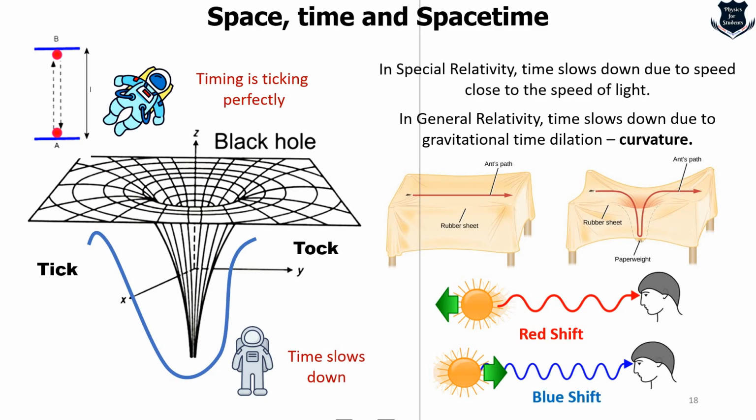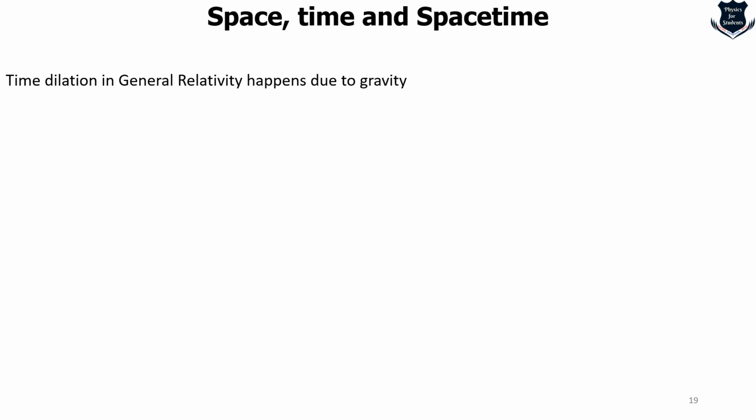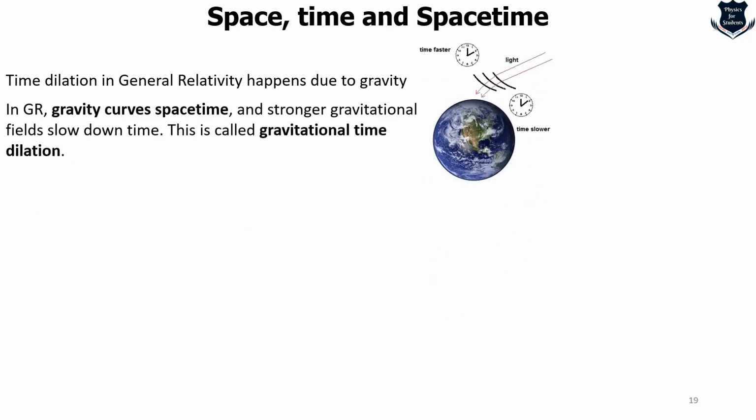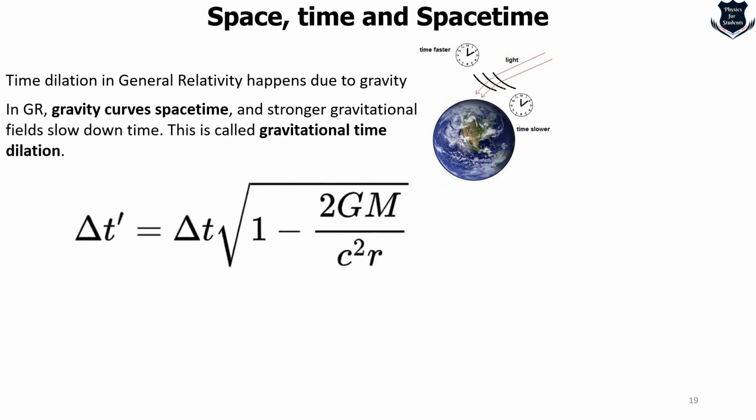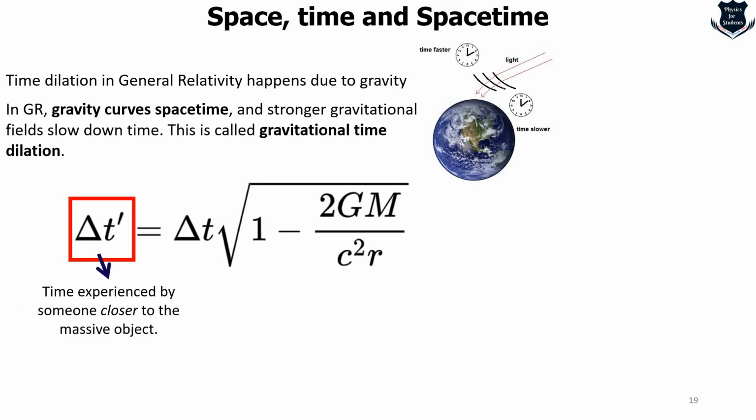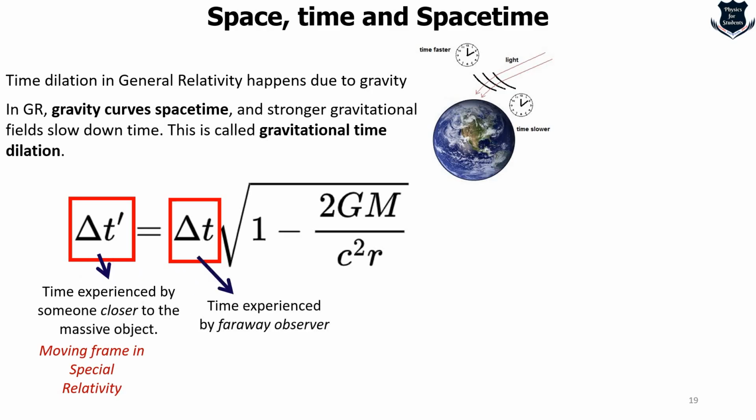So from here, what we can say is that time dilation in general relativity happens due to gravity. Say, for example, you place a clock which is closer to Earth, that means it has a high gravitational potential. This will run slower compared to one which is far above. We use a similar kind of mathematics to calculate that, and this one is basically the time experienced by someone closer, something analogous to the moving frame. And delta t, you can understand, is the time experienced by a far away observer, that means in special relativity the observer's frame of reference.